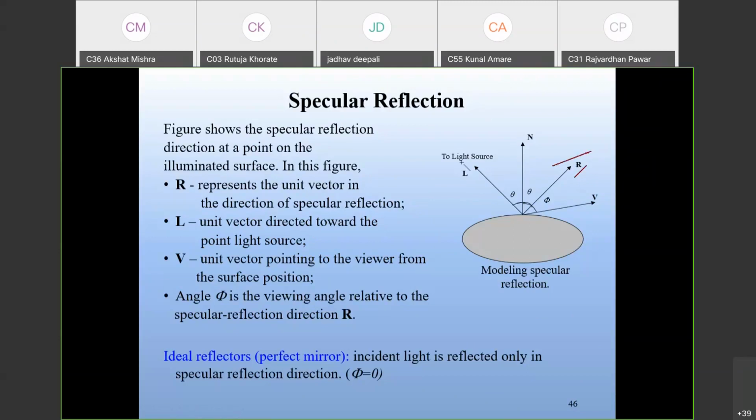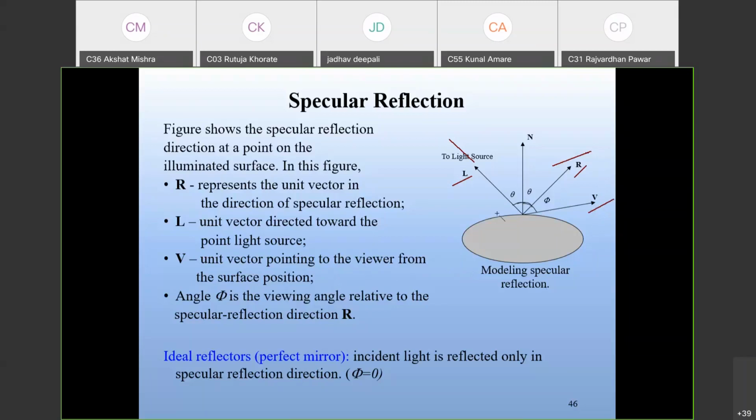L, again the same, is the unit vector directed toward the point light source. V is the unit vector pointing to the viewer from the surface position. Again, the viewer direction is also important in specular reflection. In diffuse reflection, irrespective of the viewer direction, from where the viewer is going to see the object, that is not important. But in specular reflection, the viewer direction is also considered. So V is a unit vector pointing to the viewer from the surface position.